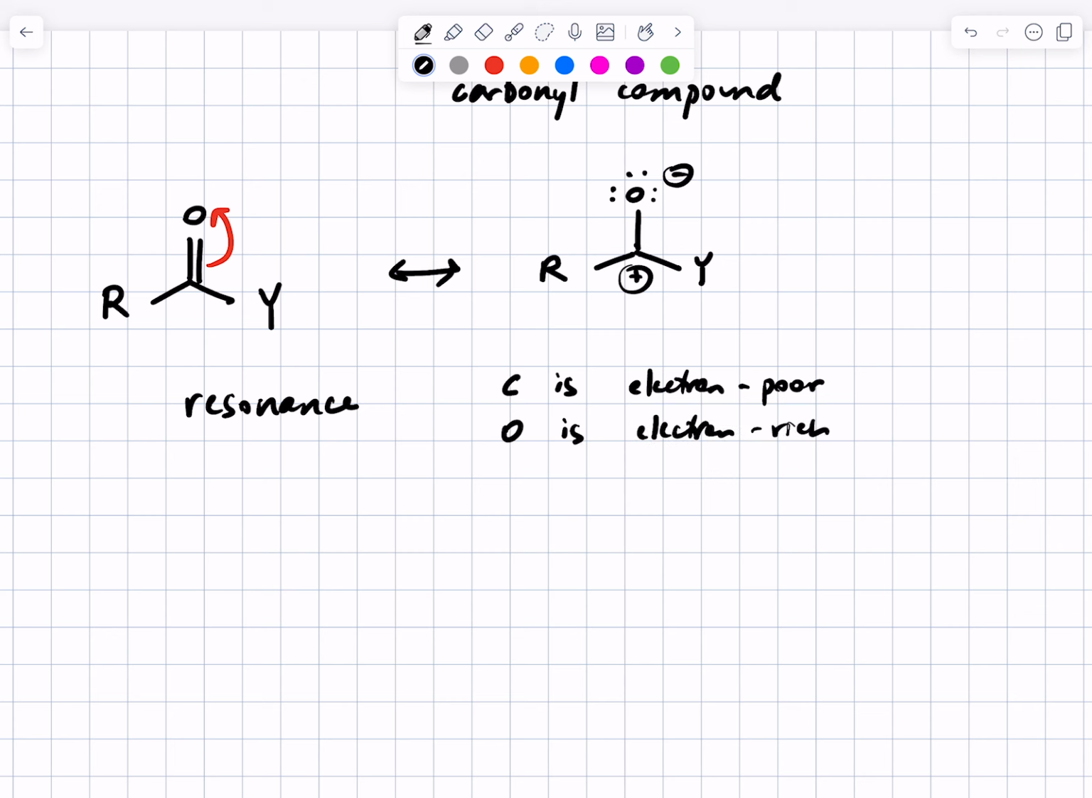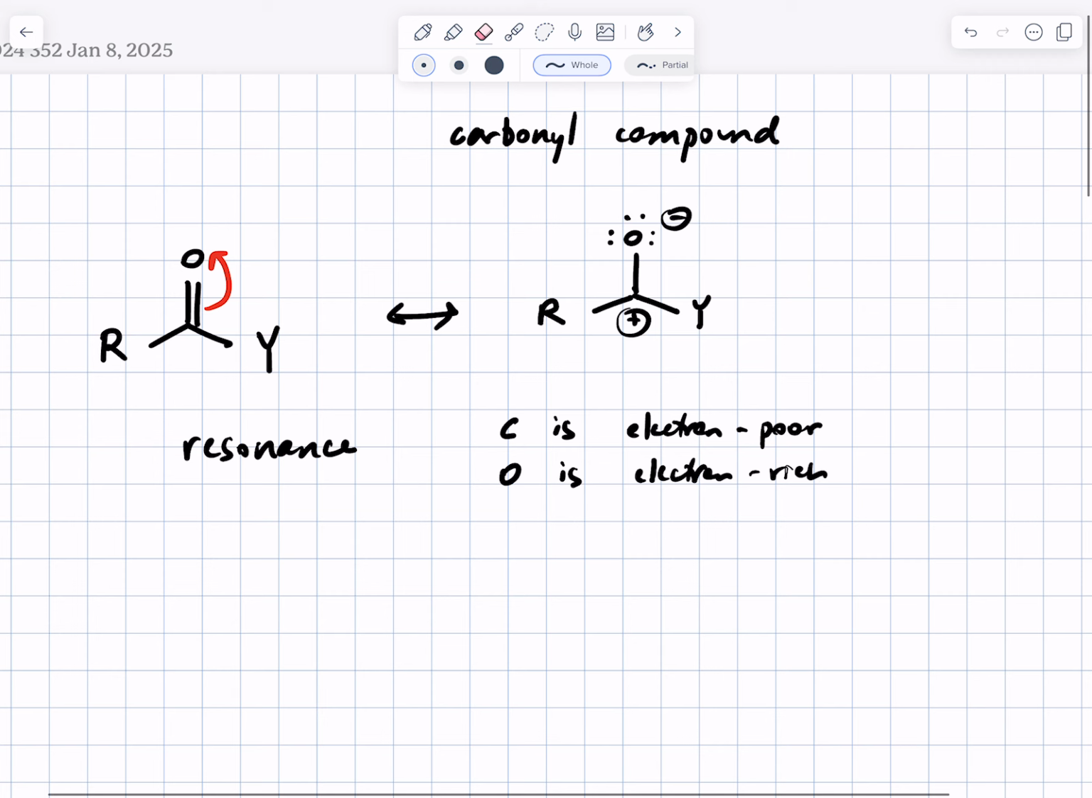And I typically don't love these hybrid structures where you attempt to draw something like this with a dotted line and a delta minus and a delta plus there. That's fine if you want to do that. I like to just draw the two different resonance structures. But what resonance tells you about carbonyl compounds is that they're electron poor on the carbonyl carbon and electron rich on the carbonyl oxygen.